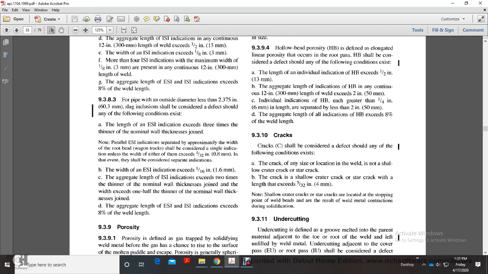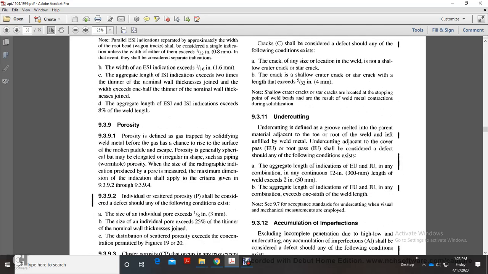For pipe with an outside diameter less than 2.375 inches, a slag inclusion should be considered a defect should any of the following conditions exist. The length of the elongated slag inclusion indication exceeds 3 times the thinner nominal wall thickness joined. The width of the elongated slag inclusion indication exceeds 1/16 of an inch. The aggregated length of isolated slag inclusion indications exceeds 2 times the thinner nominal wall thickness joined, with width exceeding 1/2 the thinner nominal wall thickness joined. The aggregated length of the elongated slag inclusion and isolated slag inclusion indications exceeds 8% of the weld length.